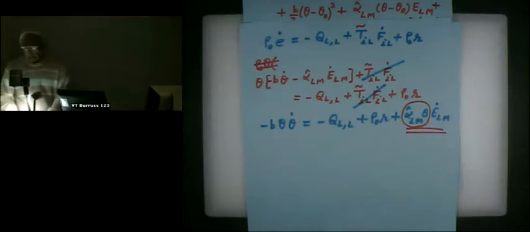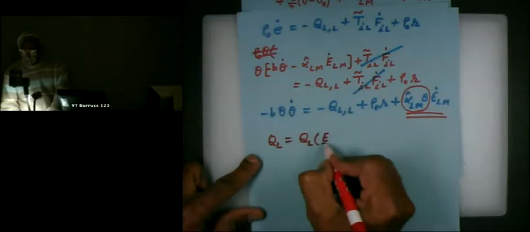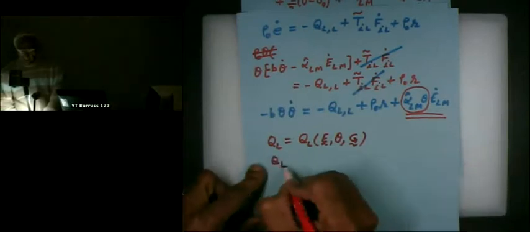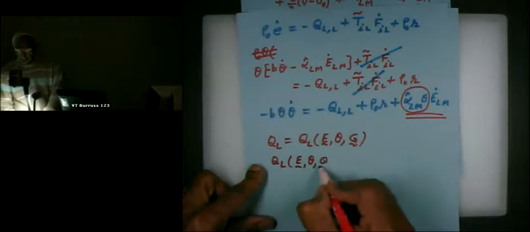Okay, now what about the heat flux, QL? So we said Q is also a function of E and theta and G, with the condition that the entropy inequality says that if the temperature gradient is 0, then the heat flux is 0. If the temperature gradient is 0, then the heat flux must be 0.